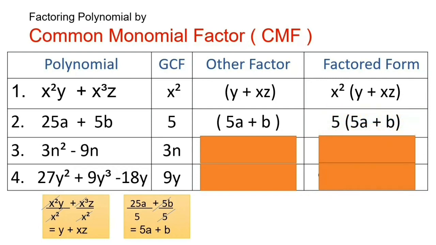Okay, and then, ang final answer natin is 5 times 5a plus b. Pinagsama lang natin. Next is number 3. We have 3n squared minus 9n divided by 3n. So, okay. So, ganun pa rin. Ika-cancel out lang natin. 3 divided by 3. So, 1 na siya dito. So, pwede na natin hindi isulat si 1.